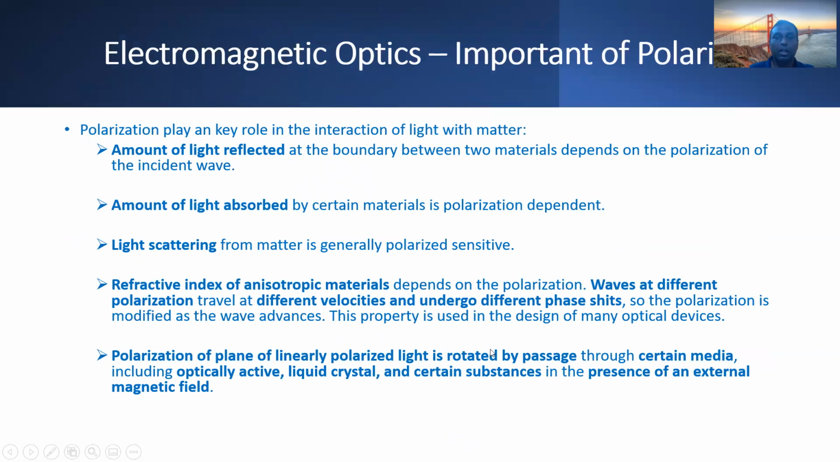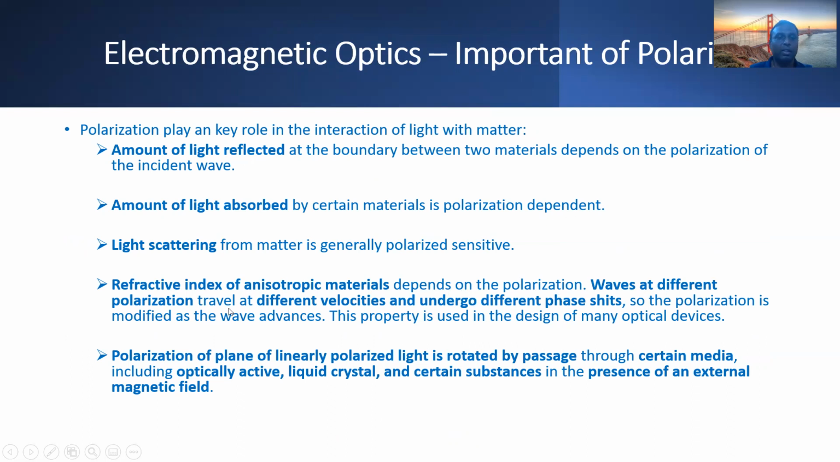What is the importance of polarization? Polarization plays a key role in the interaction of light with matter. First, the amount of light reflected at the boundary between two materials depends on the polarization of the incident wave. The amount of light absorbed by certain materials is polarization dependent. Light scattering from matter is generally polarization sensitive. The refractive index of anisotropic materials depends on the polarization.